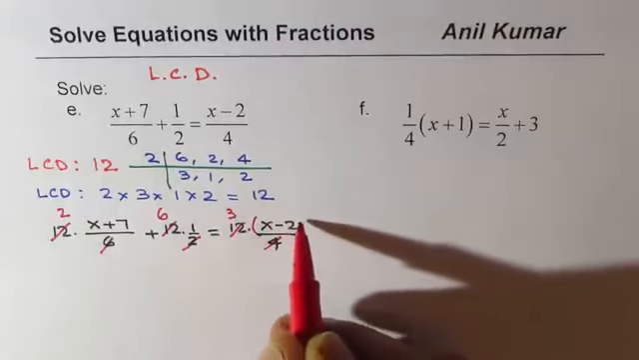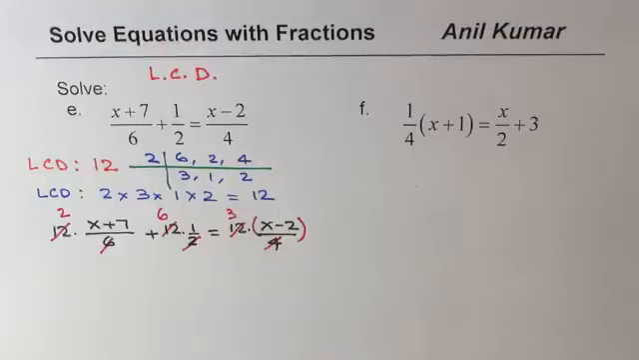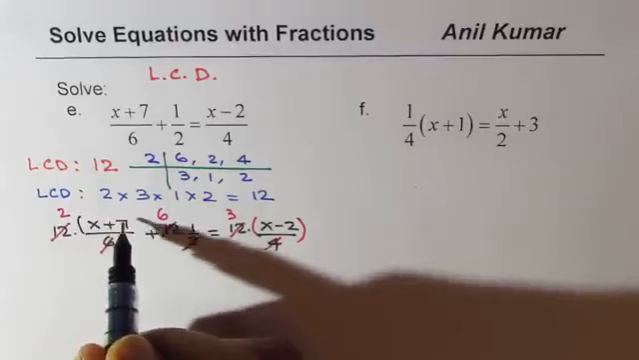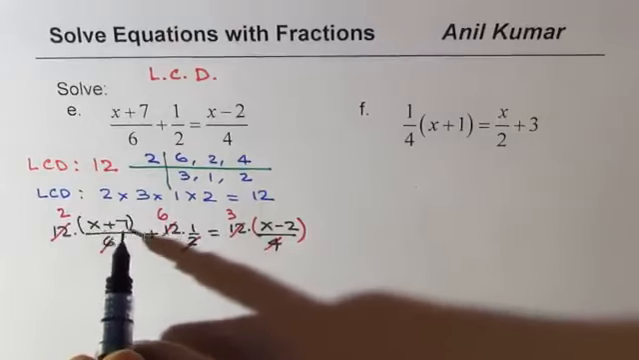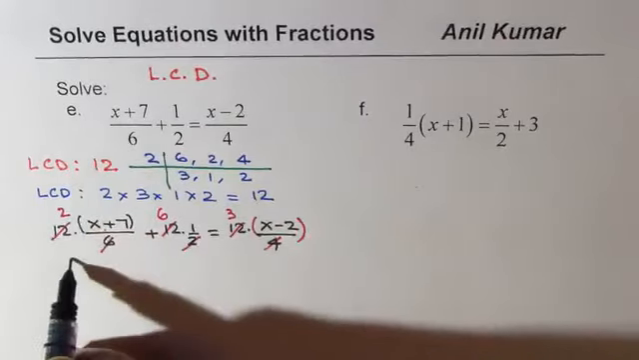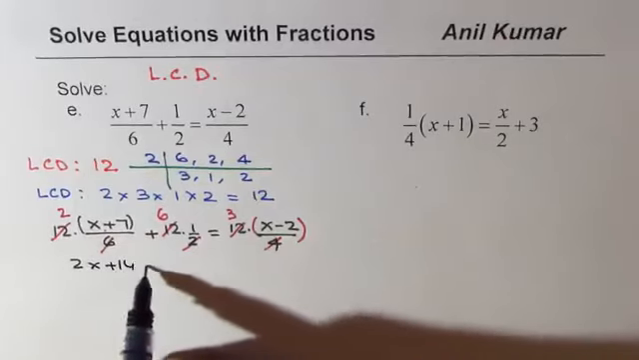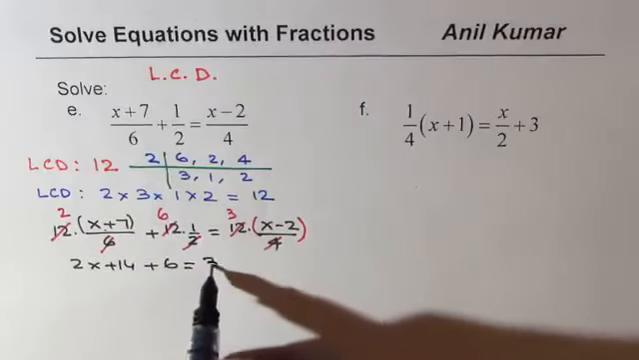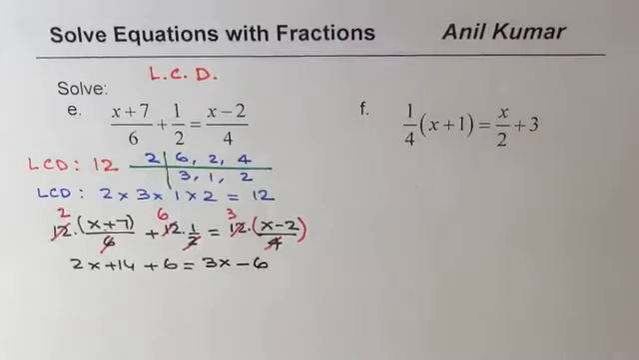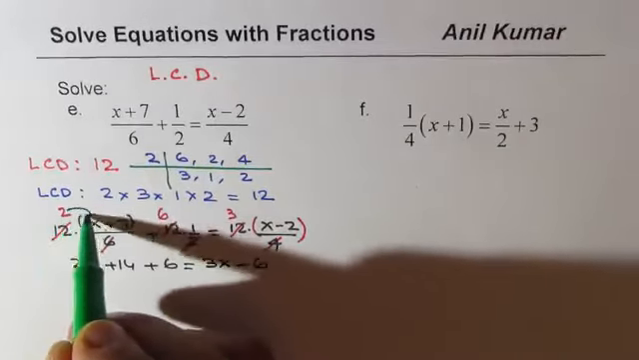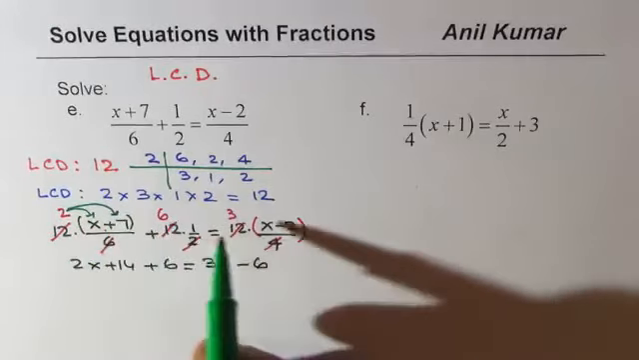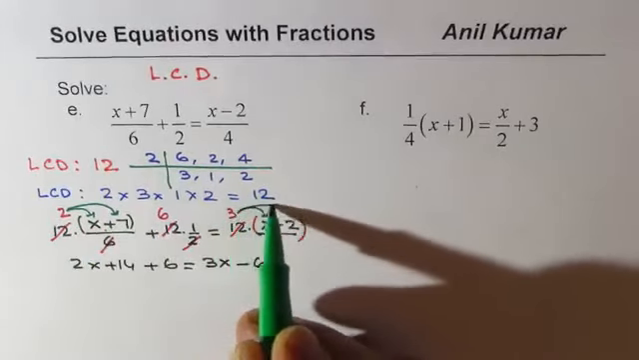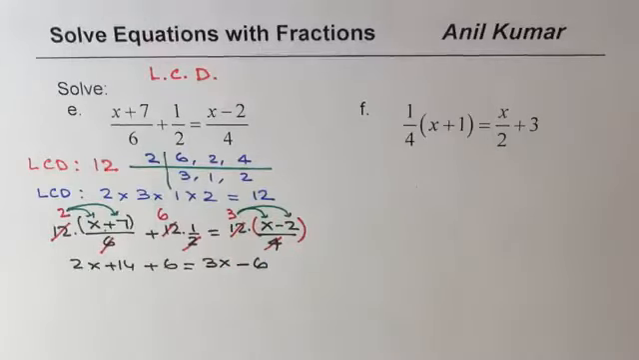Now this 3 should be multiplied to both. Remember this part, right? Otherwise you will get a wrong answer. Same here, 2 has to be multiplied with both x and 7. So when you open this bracket, you get 2x plus 14 plus 6 equals 3x minus 6. I hope this step is clear. We are multiplying this 2 with both the numbers, right? Applying the distributive property. Now you have to solve, bringing the x terms together and the constants together.